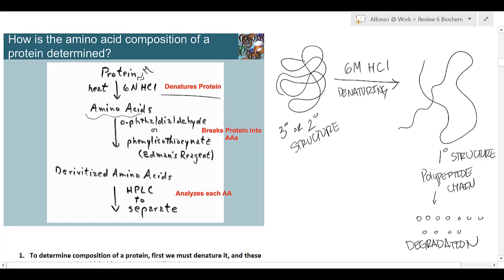Then, after you denature it, you got to take the amino acids that are in the polypeptide and break them using Edman's reagent or orthophthaldehyde, however you say that. I forgot how to say it. But yeah, you have to take either of these 2 reagents right here, and you have to break this polypeptide chain using these 2 reagents.